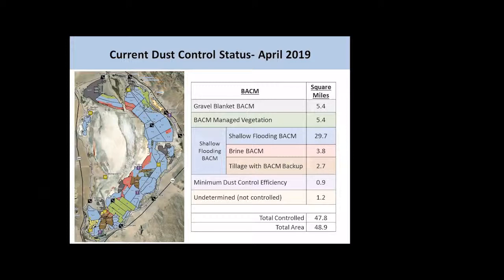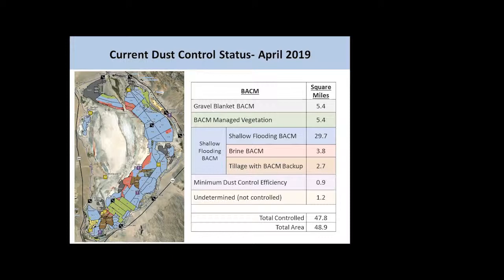The current dust control status for these BACM includes about 5 square miles of gravel and BACM managed vegetation. Shallow flooding has the largest acreage with almost 30 square miles. Shallow flooding can be operated in several different ways by DWP, including shallow flooding ponds and sprinklers. There's about 3 square miles of brine and tillage. And there are some additional provisions for minimum dust control efficiency areas, which are reduced control efficiencies that are allowed in specific areas. And also, of the 48.9 square miles of dust control that have been ordered, 1.2 square miles of that have been deferred.